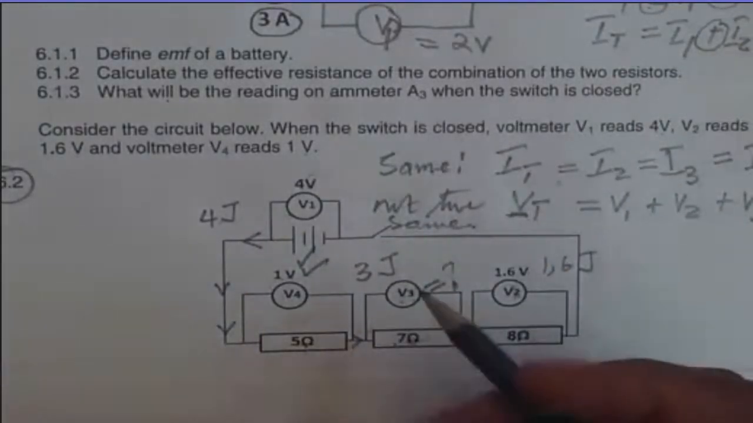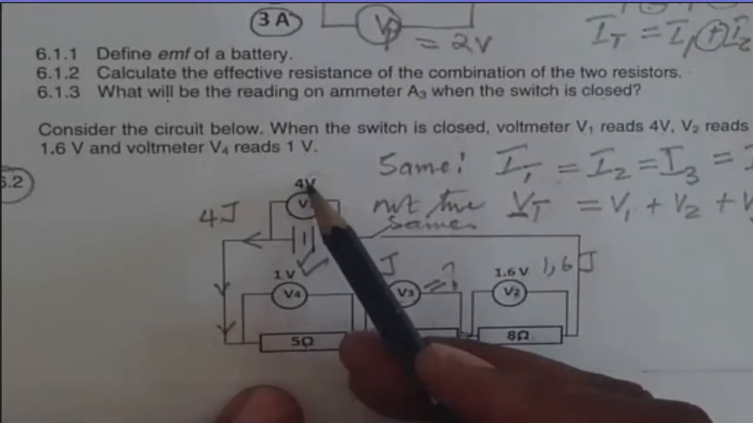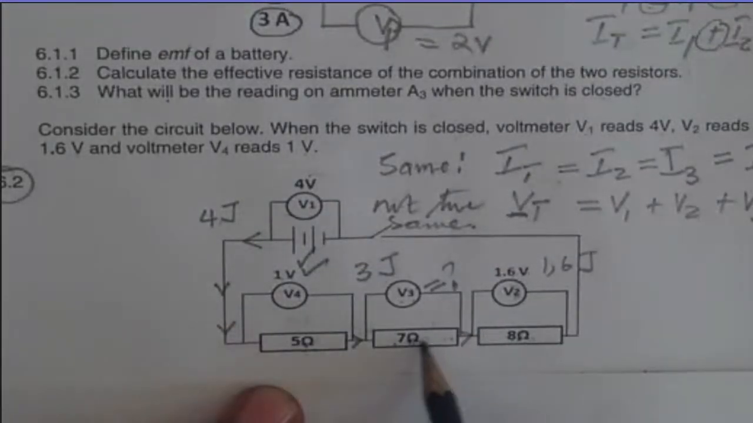So potential divider simply means if I'm having this 4 volt, I'm going to divide it among the resistors.